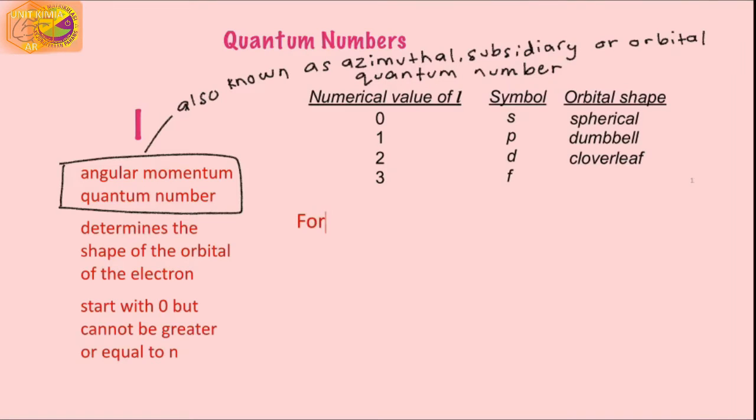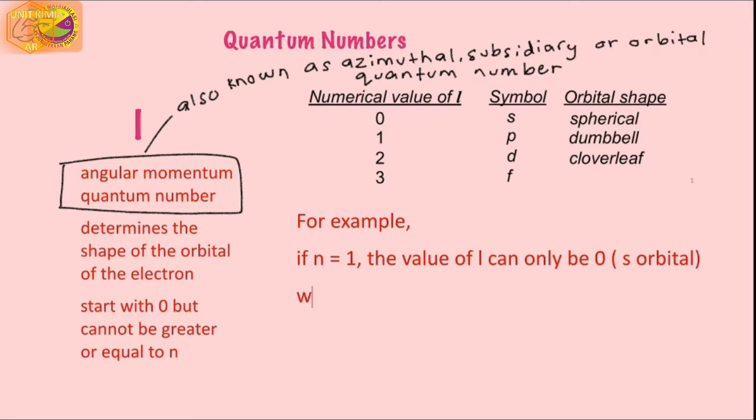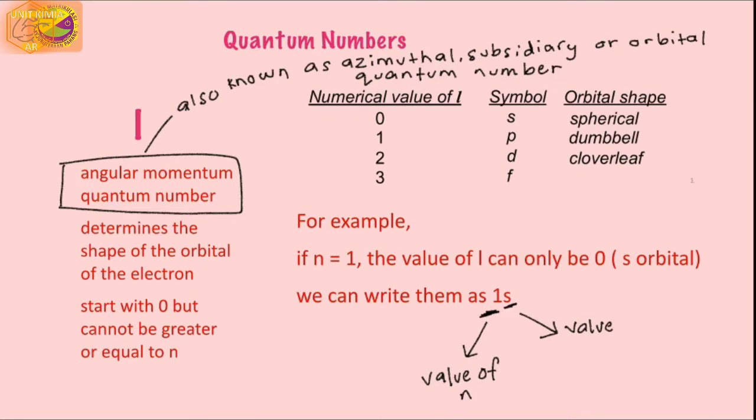Another example, if the value of l is 2, the symbol is d, which means d orbital. As we recall, the value of l cannot be greater than n, for example, if n equals 1, the value of l can only be 0, which means s orbital. We can write it as 1s, where 1 is the value of n and s is the value of l, which is 0.